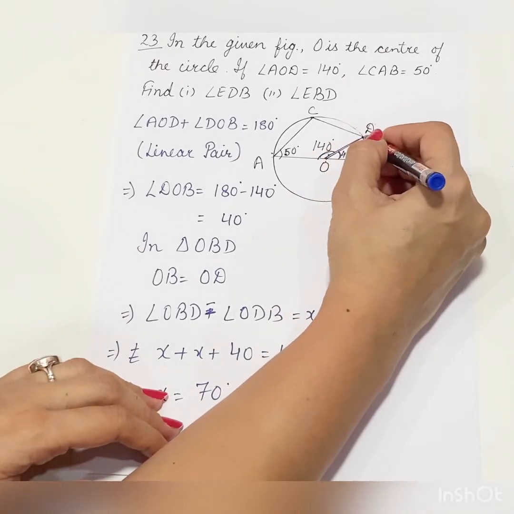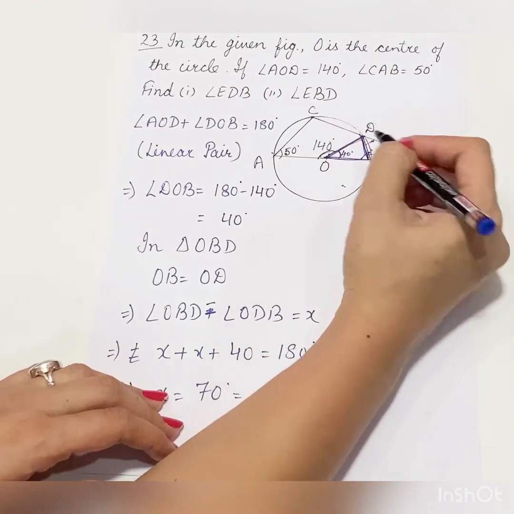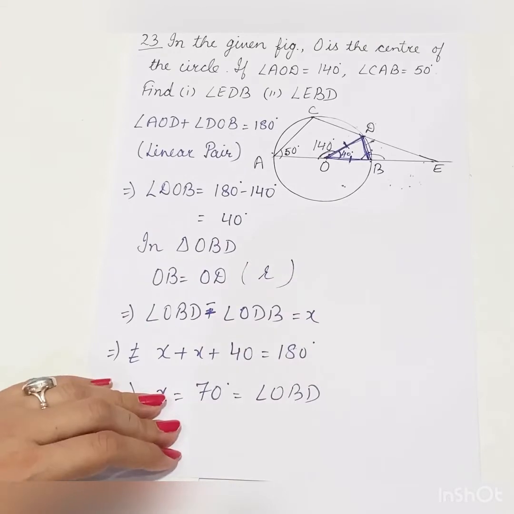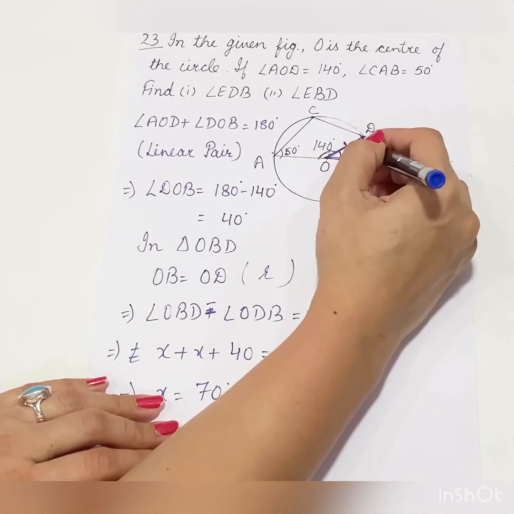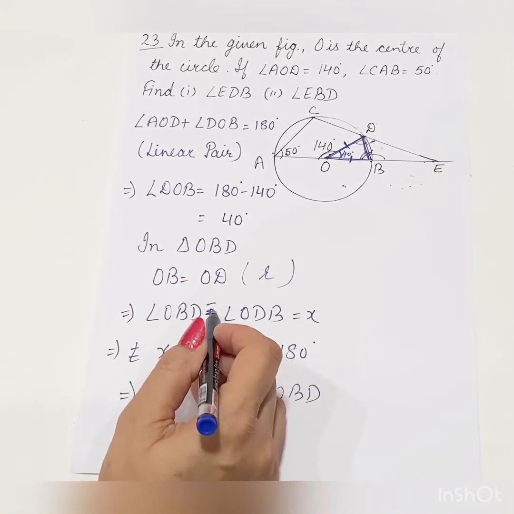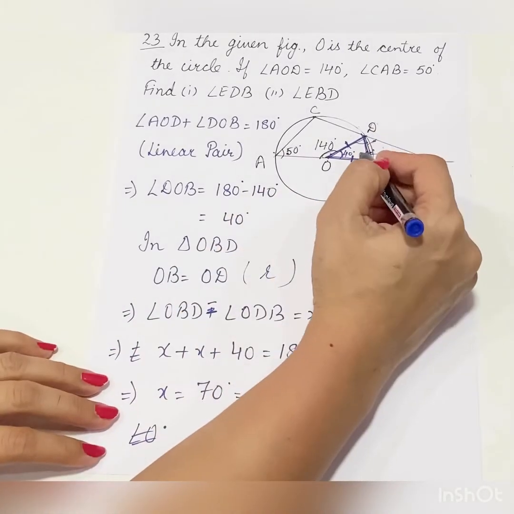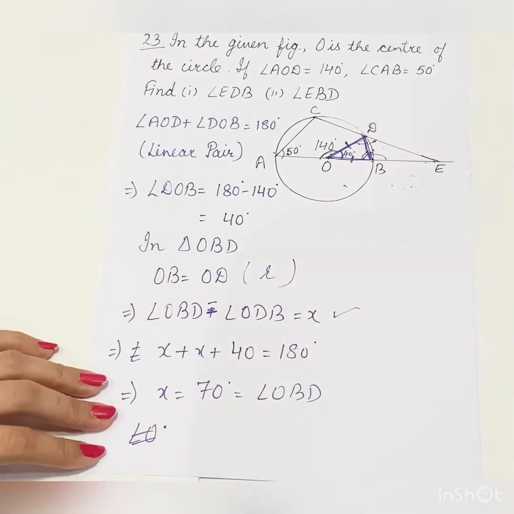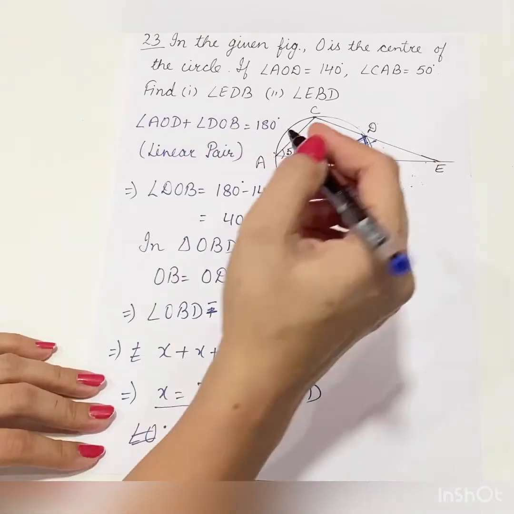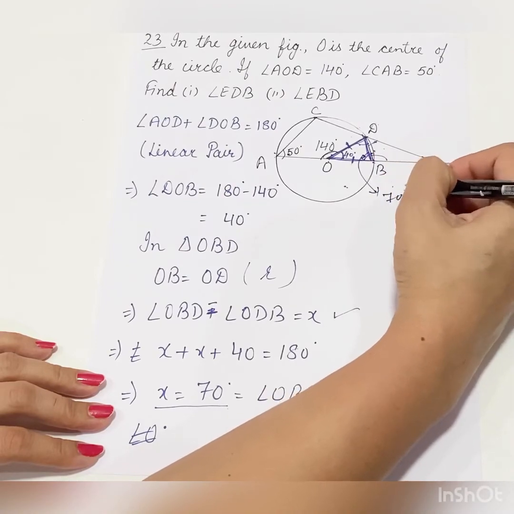Now we are taking triangle OBD. In this, OD is equal to OB. This is the radius of the circle, radii. So therefore their opposite angles are equal. We have angle OBD is equal to angle ODB. And we are supposing each of these angles is equal to x. So what do we have? X plus 40 is equal to 180 degrees, and that gives you x is equal to 70 degrees. So angle OBD, this angle comes out to be 70 degrees.